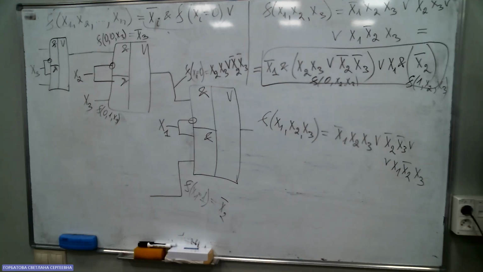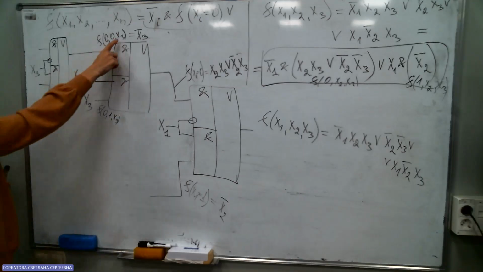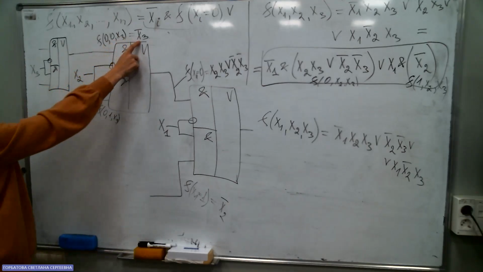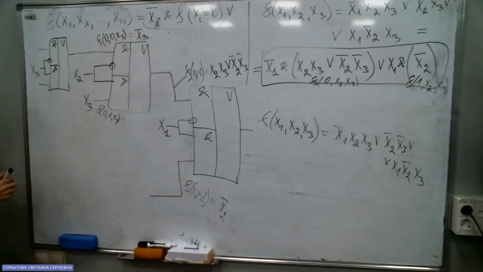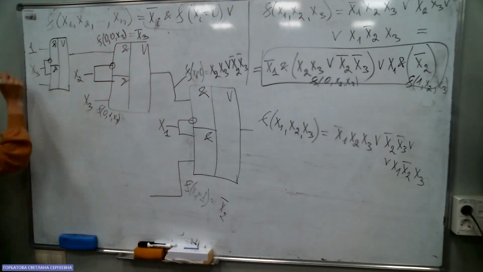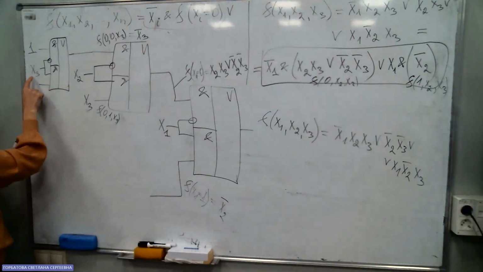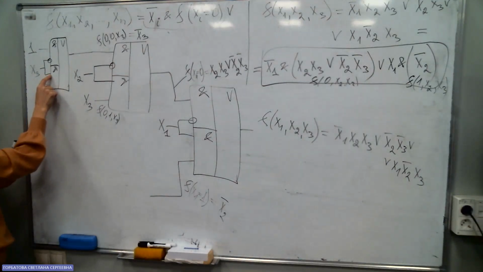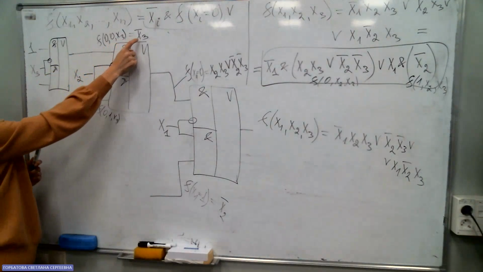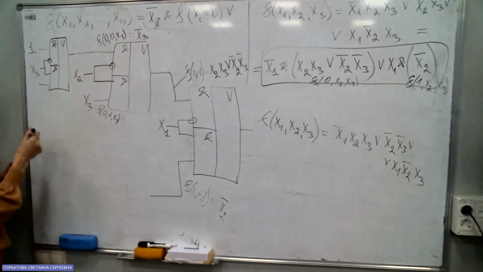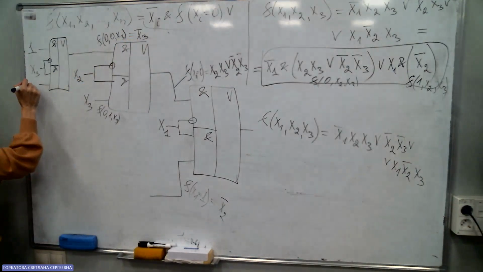And the result: instead of x3 will be 0. Not 0 is 1. And here, not 1 is 0. So instead of x3 now 1, I put here 1, not 1 is 0.